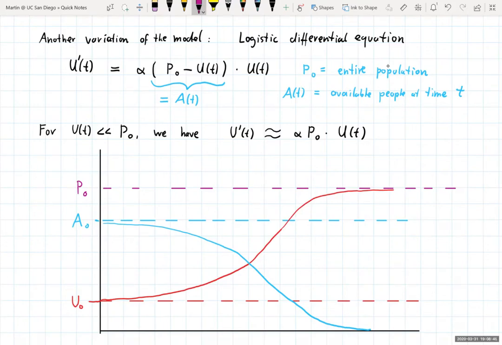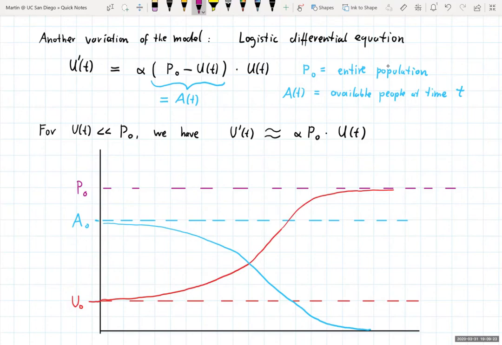So how can we interpret this? Well, we again have that the rate of growth of the user base is proportional to the number of users we already have. So what has changed is that this factor here in front of u of t is now a function that actually depends on time. In fact, it depends also on the number of users.